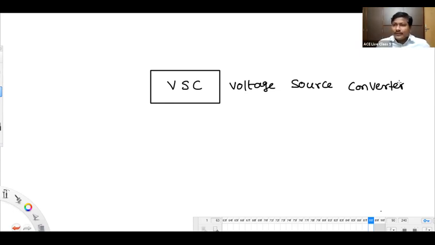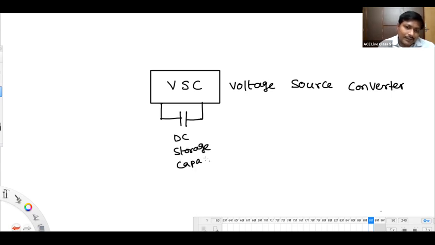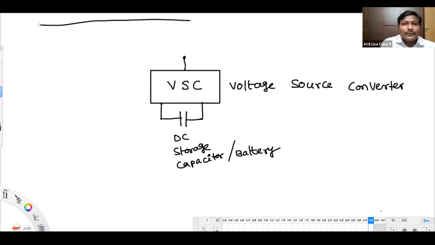One side of this voltage source converter, I am connecting one DC storage capacitor, or you can call it a battery. Other side, you will be getting an AC supply. That AC supply we have to connect to the power system network, or line. To have a proper connection, I am using one transformer here.